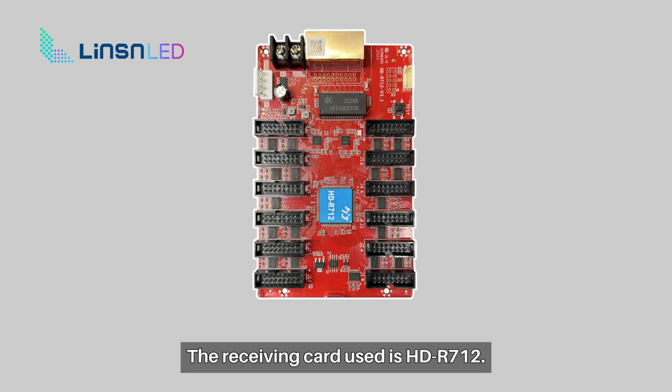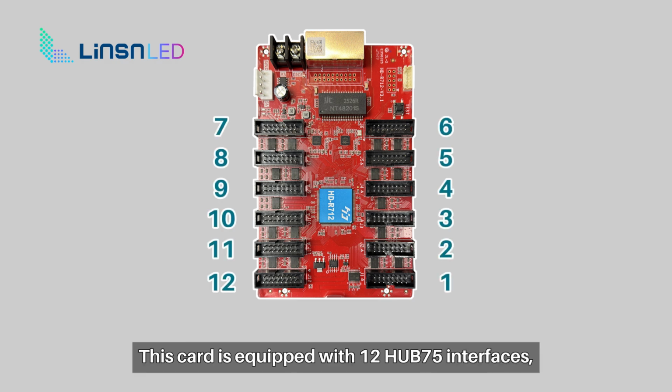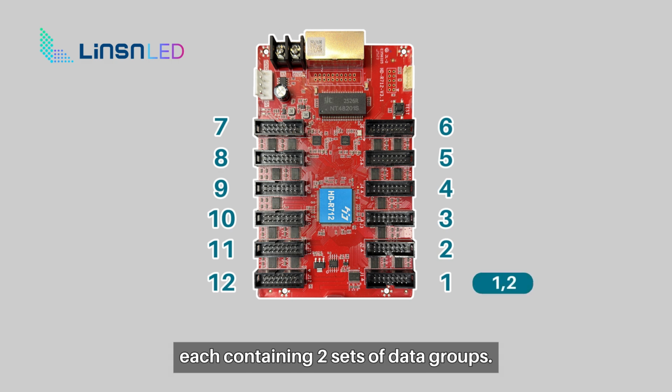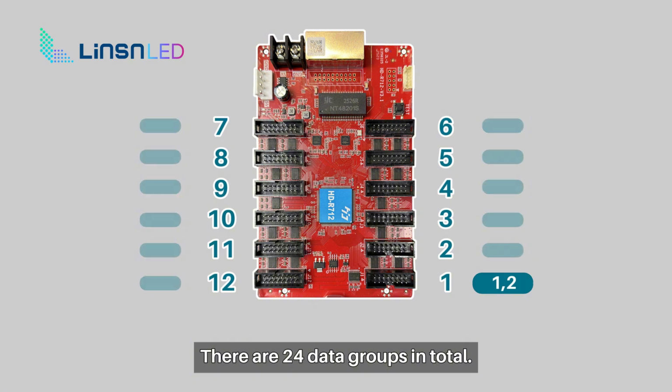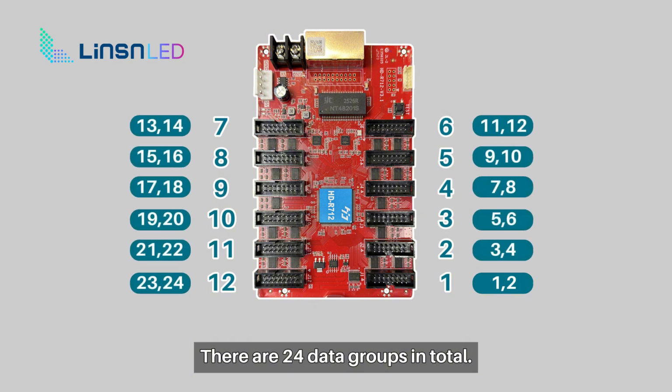The receiving card used is HDR712. This card is equipped with 12 HUB75 interfaces, each containing 2 sets of data groups. There are 24 data groups in total.